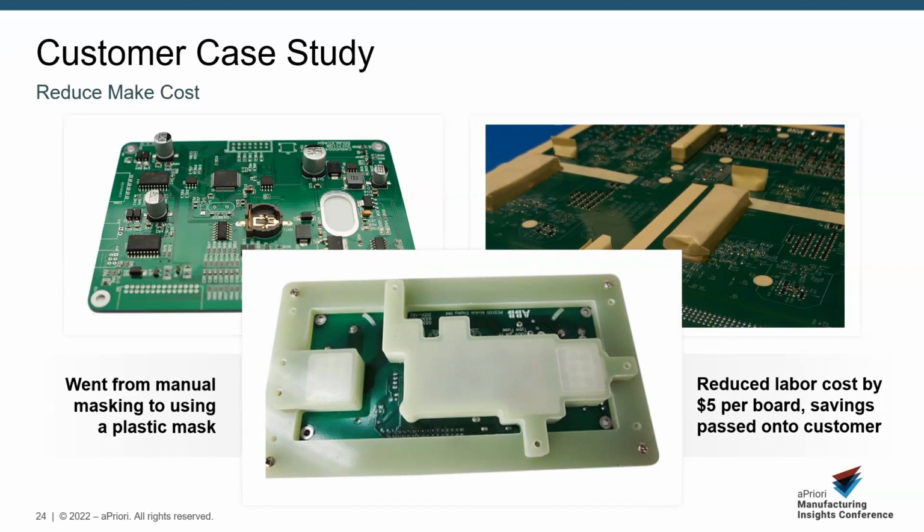And the supplier said, well, yeah, those cost money, and you haven't given us the purchase order to go and buy these types of masks. So what we ended up doing is splitting the cost of the investment in the reusable mask with the supplier, and then the supplier was able to truly reduce their labor cost and pass it on to the customer.